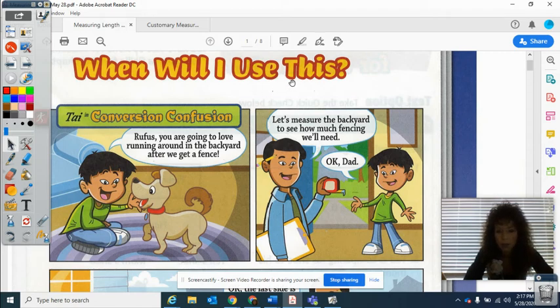When will I use this? Well, measuring length is kind of an important life skill, just like time. You may need to go and buy something for your home or for your room at home, and you need to know if it's going to fit. Maybe I want to put up new curtains. Well, I have to know how big the window is to make sure what I buy is not going to be too small or too big.